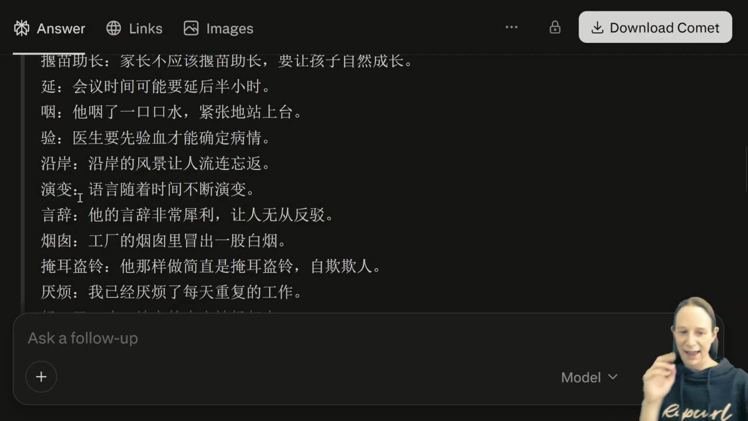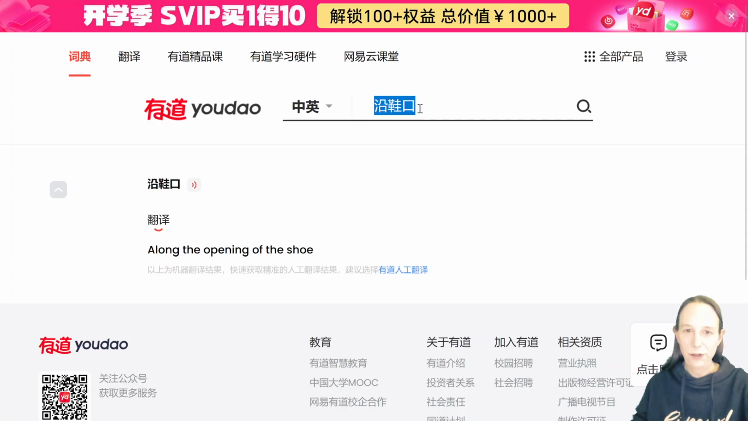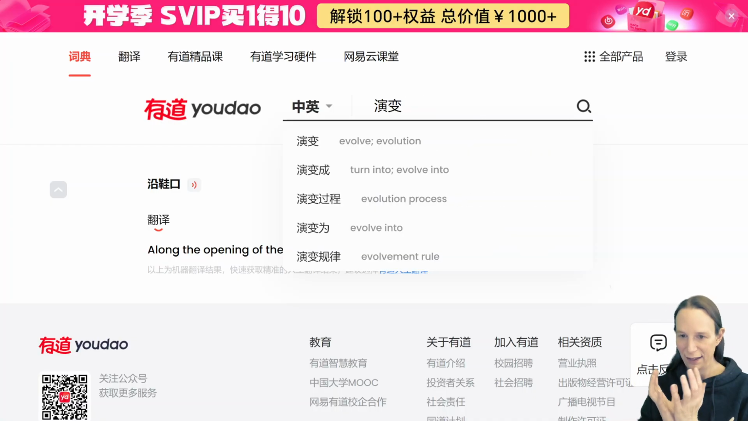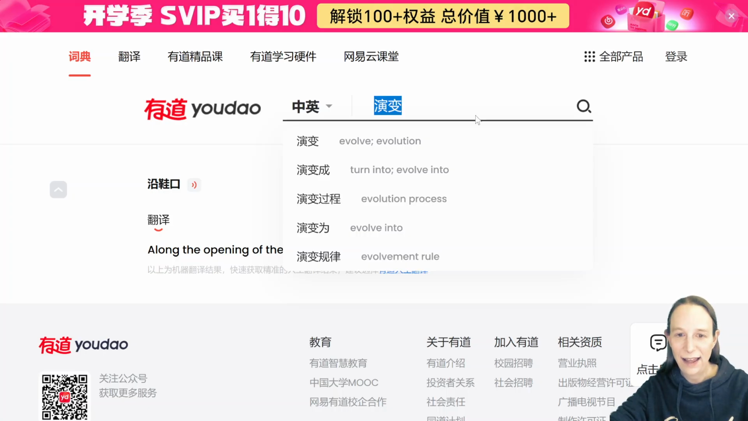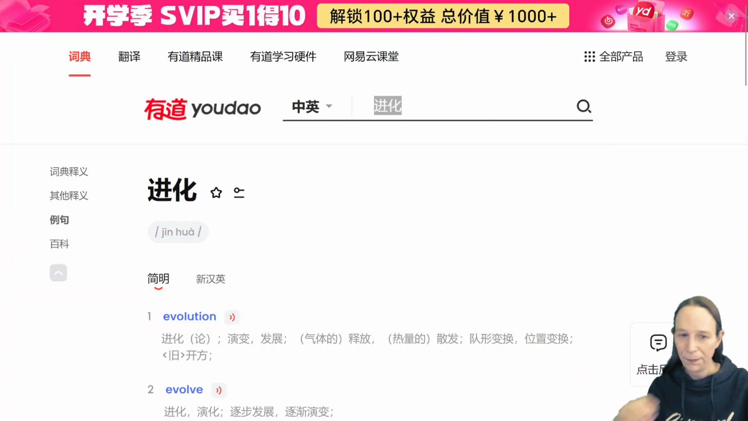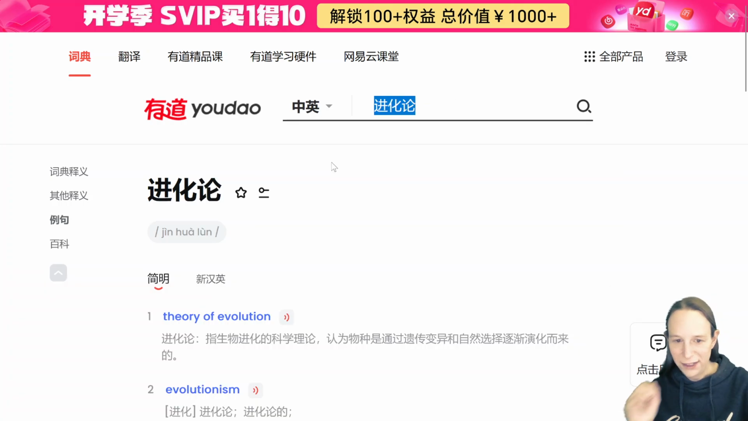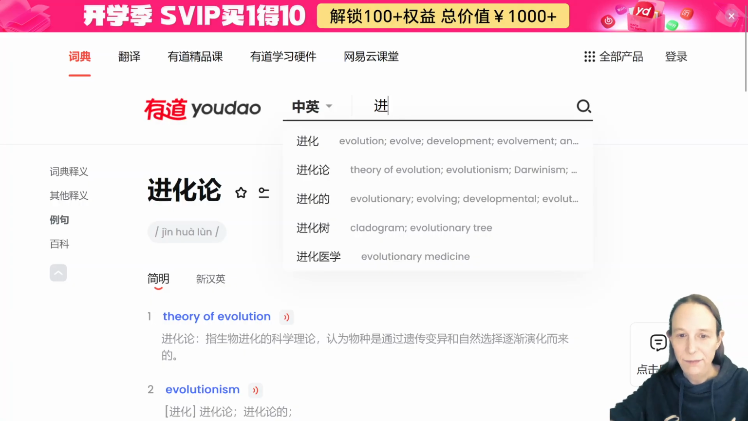演变. Yeah, so 演变 is evolve, but okay, so you need to know two different ones. 演变 is evolve in the more non-evolutionary sense, non-biology sense, like A slowly and gradually changed into B. Maybe it can also refer to evolution. But okay, so 进化, yeah, 进化 is evolution. 进化论, sorry, is theory of evolution. This is Darwin's, etc., etc.